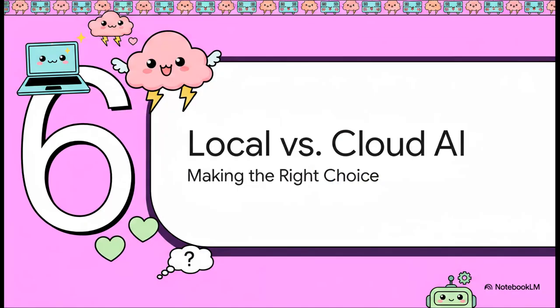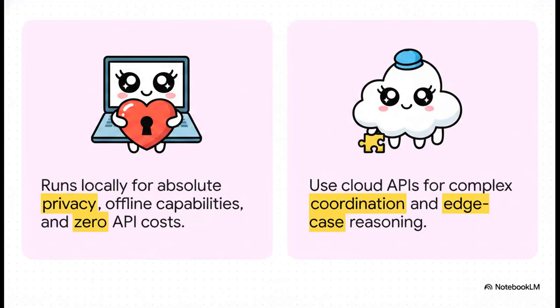Finally, let's weigh our options, local versus cloud AI. Because as amazing as having a local agent is, it's not always the perfect tool for every single job. The reality is you probably want a hybrid approach. If you've got high-volume tasks or you're dealing with sensitive healthcare or financial data that simply cannot leave your machine, Gemma 4 is a total godsend. Zero API costs, absolute privacy.